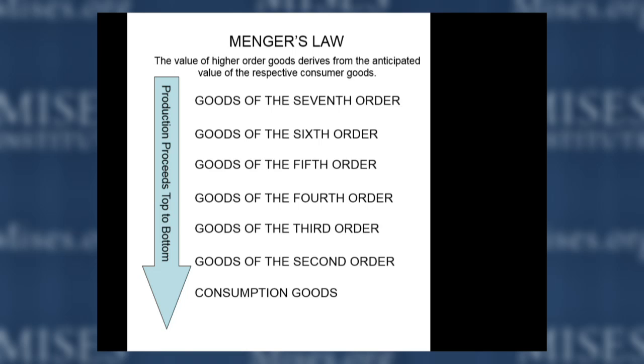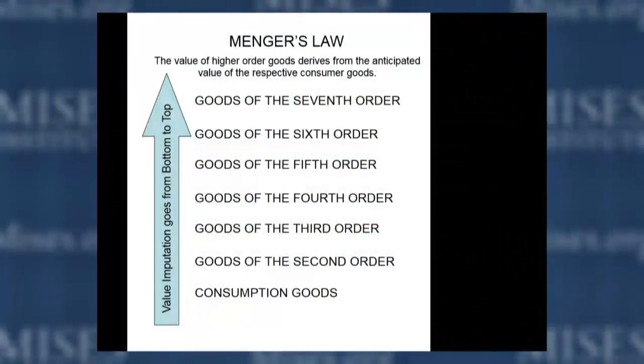Now, what Menger saw, and this was a big breakthrough really in macroeconomics, is that production proceeds top to bottom. Well, of course, you can't start with the consumer goods and go the other way. It goes top to bottom, and value imputation goes from bottom to top, right? Well, we understand that.